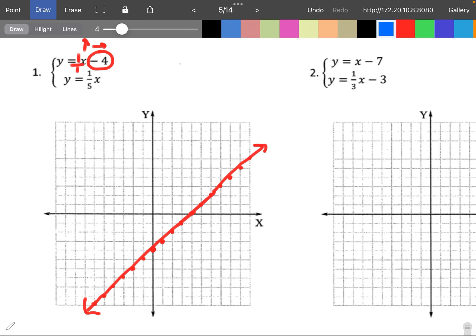All right, let's try the next one. Now, you don't see a number out here, so that's really like plus 0. So we're going to start at the origin right here, and that's a positive 1/5. So since it's positive, you're going to go up, and then you're going to go to the right. So you're going to go up 1 and right 5, which you can see lands right there, but keep going. Up 1 and count to the right 5. Put your dot. Now you can go backwards the other way too if you want.